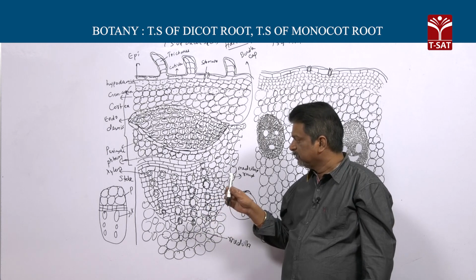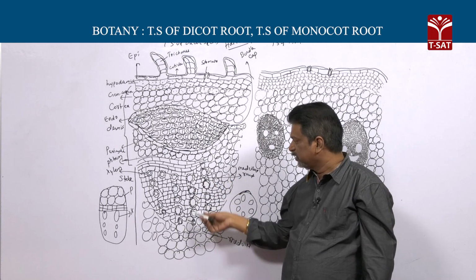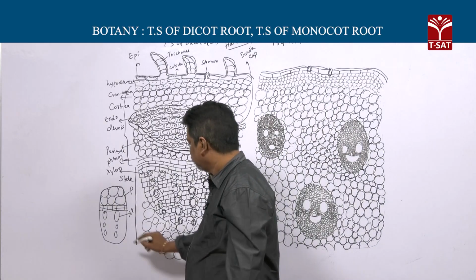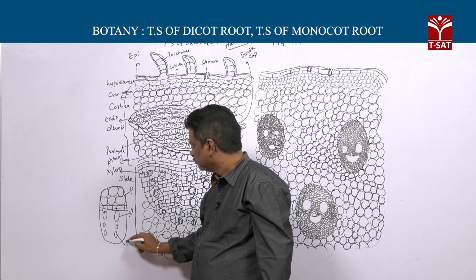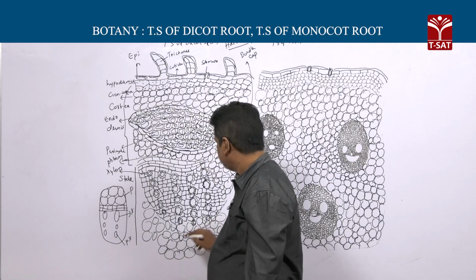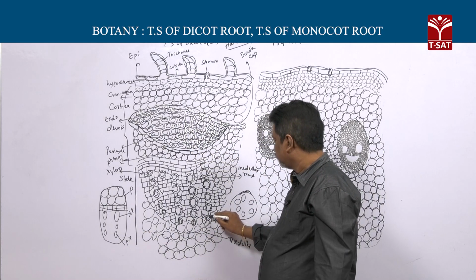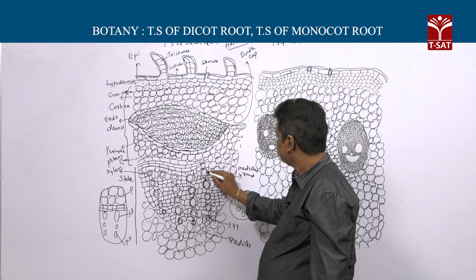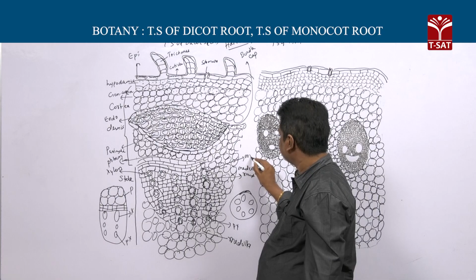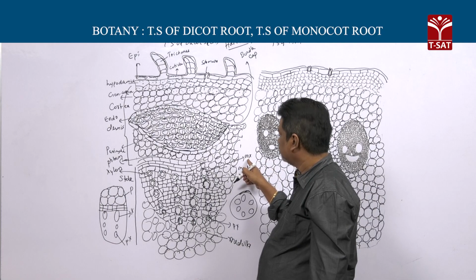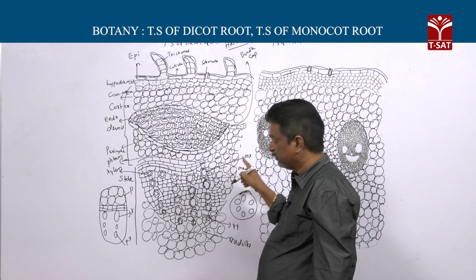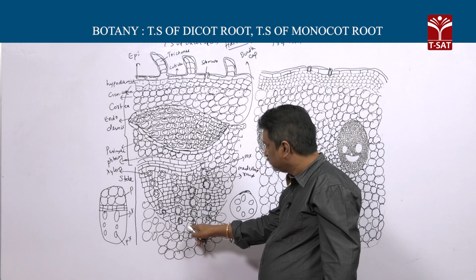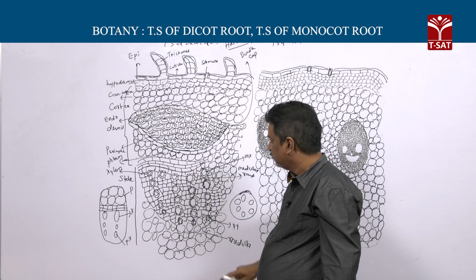Then, primary xylem is actually of two types. Newly formed xylem is called protoxylem. Later formed xylem is called metaxylem. It means in stems, xylem differentiation takes place from center to periphery.